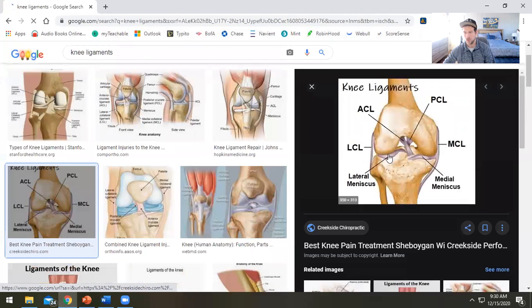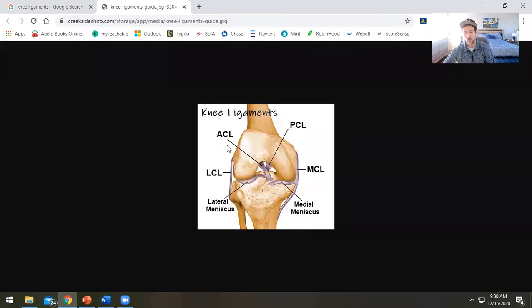There we go. That's great. So you can see there's the outside of the knee there, right? That's your outside because that's your fibula, right? So we're looking at the front of the knee. I know you don't see the kneecap here. They've removed the kneecap to make this easier to see, but normally your kneecap would be right here.